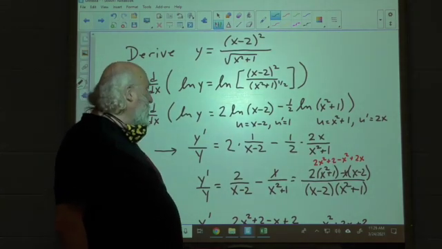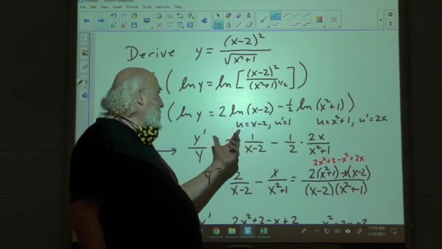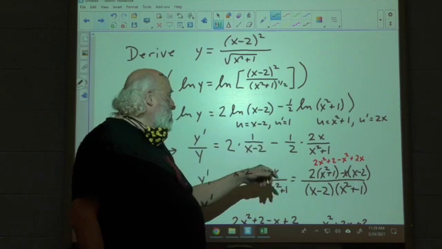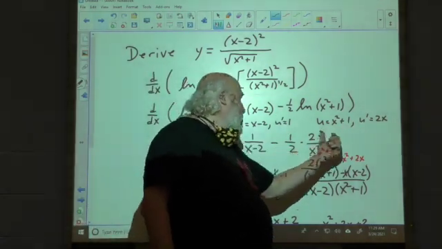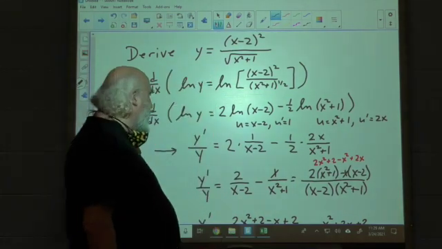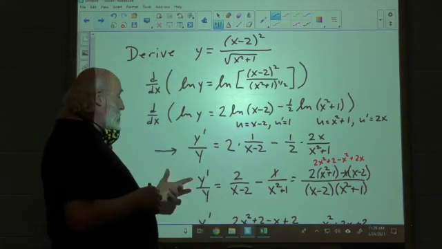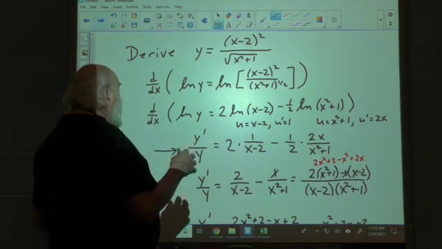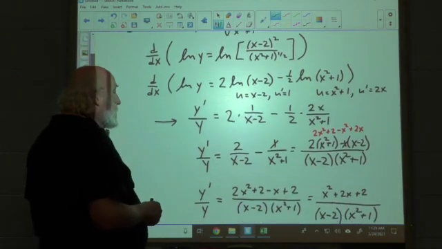Now for this one right here, this is 2 times, and this is u prime over u, 1 over x minus 2 for this, minus 1/2 times, and this would be 2x over x squared plus 1. All right, and now we're going to try and combine things because we're going to be introducing a y into this that we have up here at the very beginning. So we will have to make one fraction out of this.